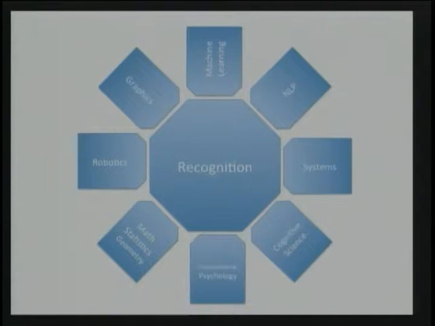What makes recognition even more interesting, at least to me, is that it's an area that's situated between many wonderful disciplines. It interacts with machine learning, natural language processing, graphics, robotics, systems, cognitive science, computational psychology, optimization techniques, math, stat.